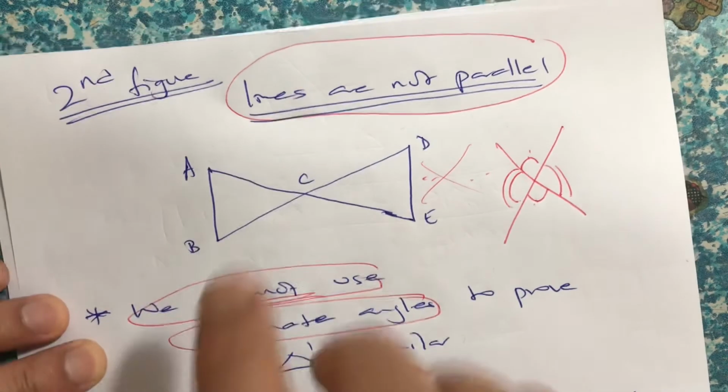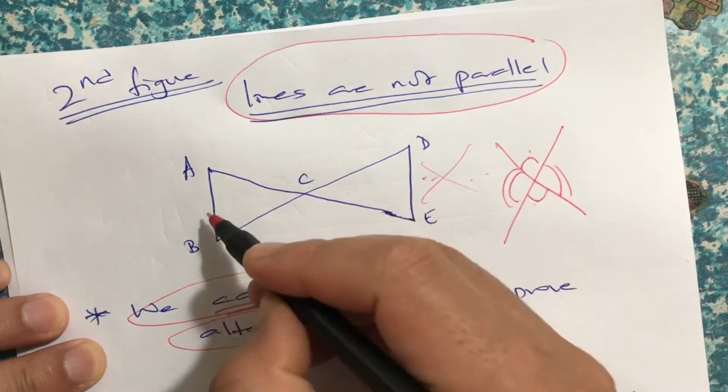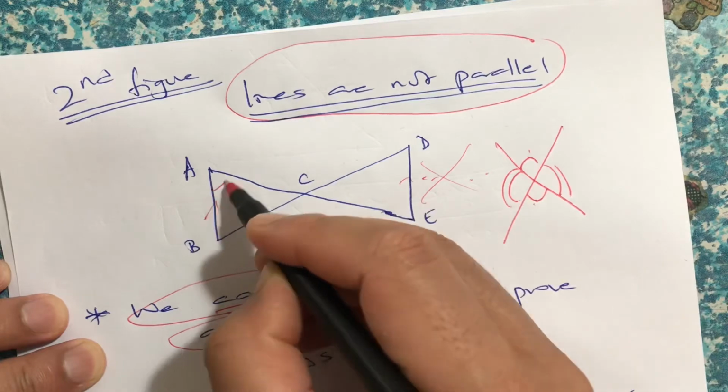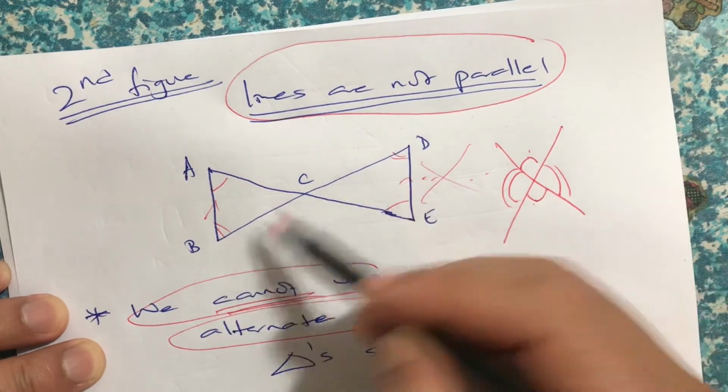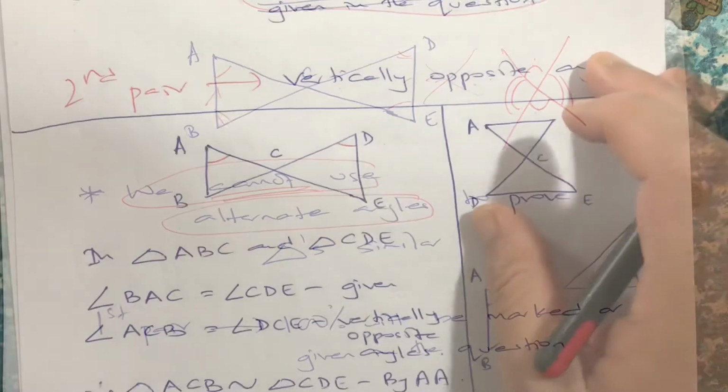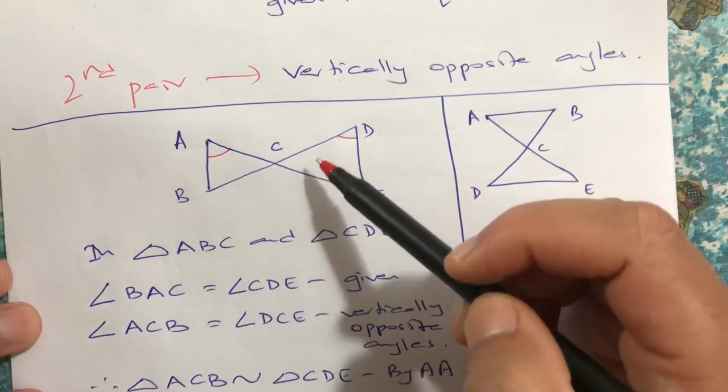And when do we do this? Whenever lines are not marked parallel. Had the lines been marked parallel, then I would have said this angle and this angle would be equal by alternate angles. Is that okay? So let's go ahead and give you an example of this one.